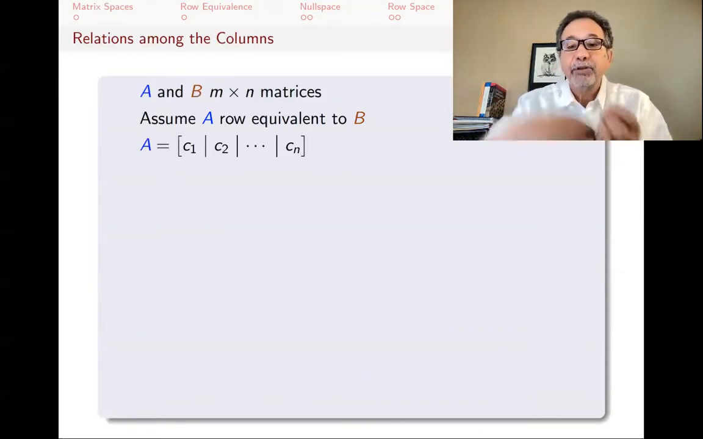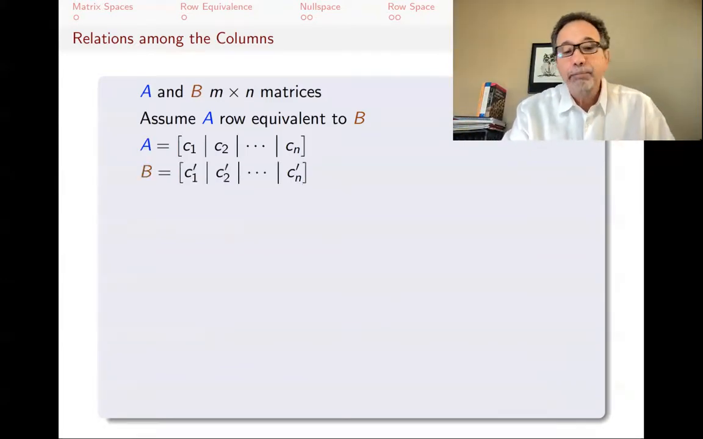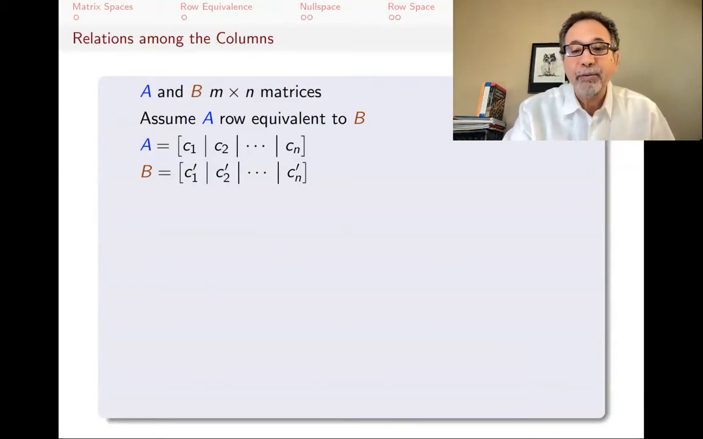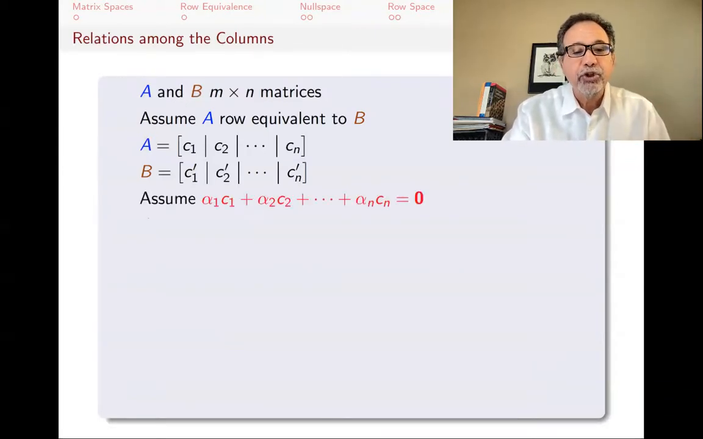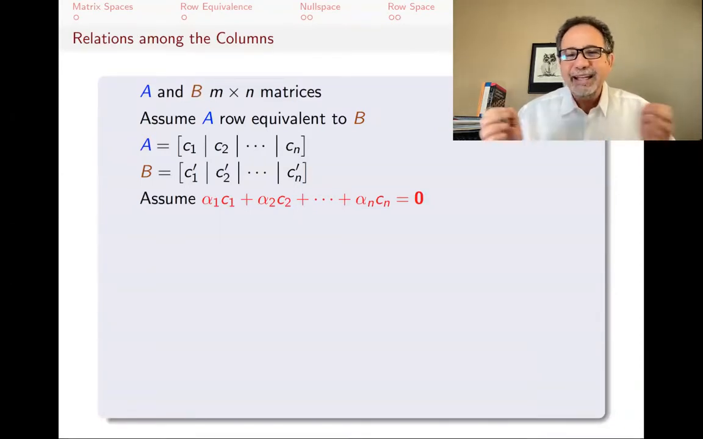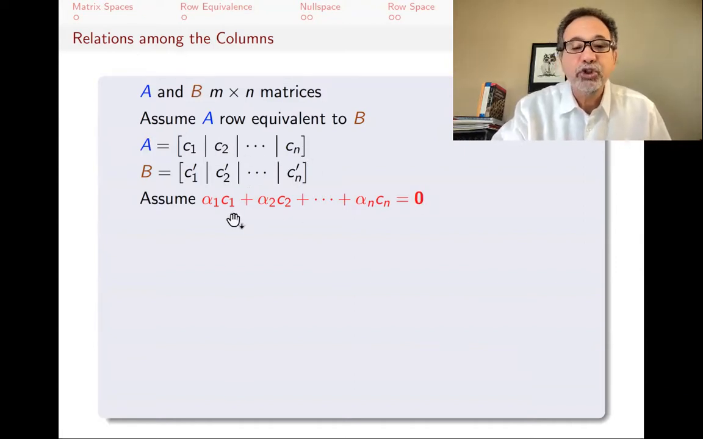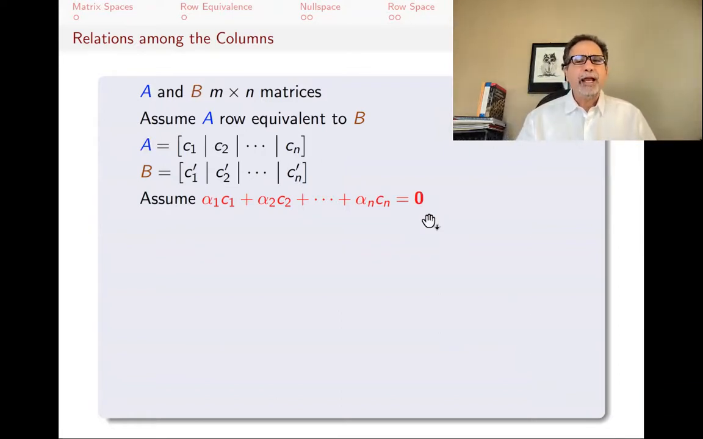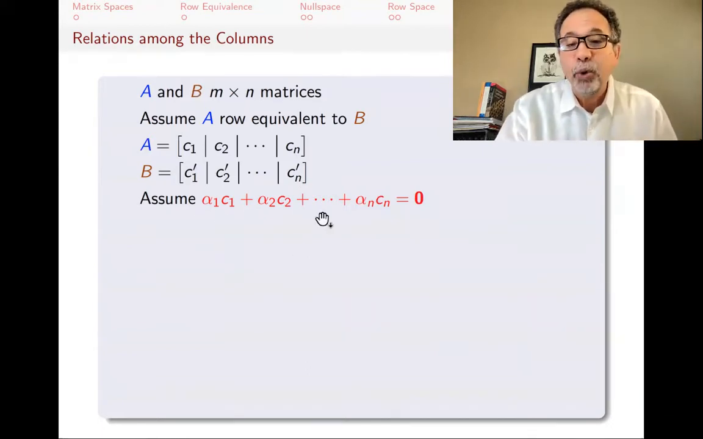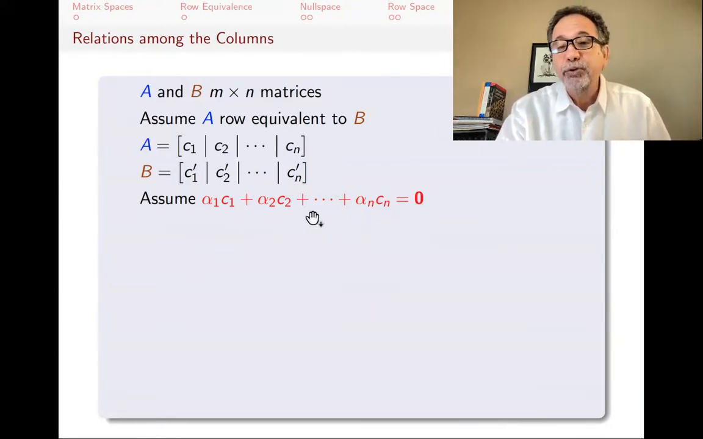So C1 is not a number, it's a column vector. And B also has n columns. They're very different columns, C1 prime, C2 prime, Cn prime. And I want to know what the relationship among them is. So assume that I have some linear relation between the columns of A. And any linear relation, you can bring everything to one side and write it as a linear combination equal to 0. So alpha 1 C1 plus alpha 2 C2 all the way to alpha n Cn is 0. So assume we have that. Now you might say, well, we might not have that because those might be linearly independent. Well, if they're linearly independent, then the only way you can do this is when alpha 1 through alpha n are 0.